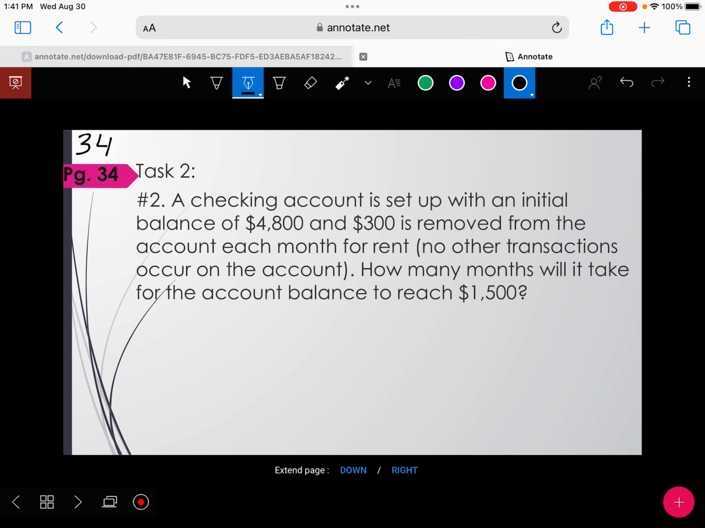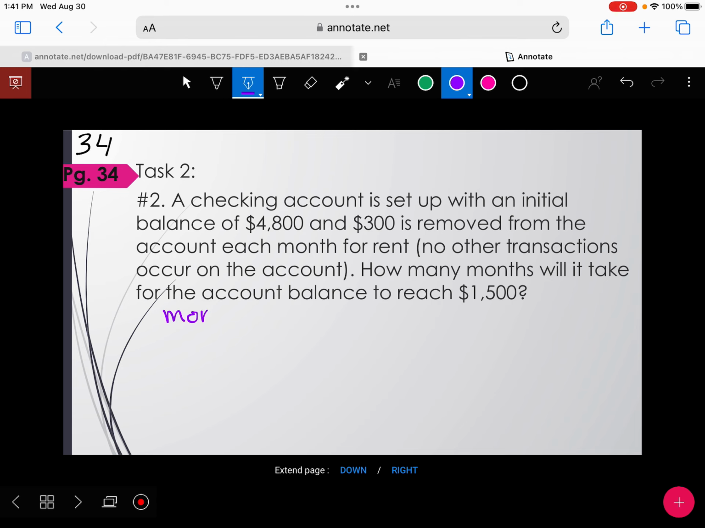So we're going to write this and solve it. First things first, our very first thing we need to figure out every single time is what the heck are we looking for? This is question number 2 on that page, so it's the middle one. Yeah, we're looking for the number of months.